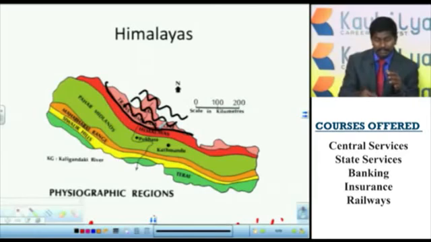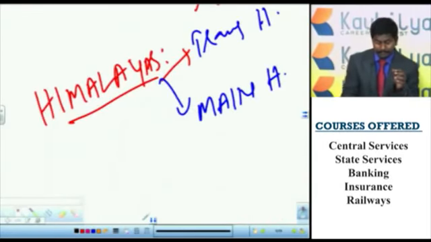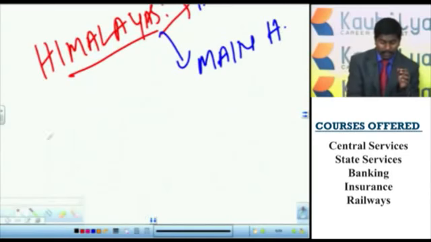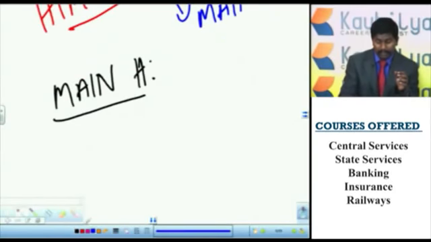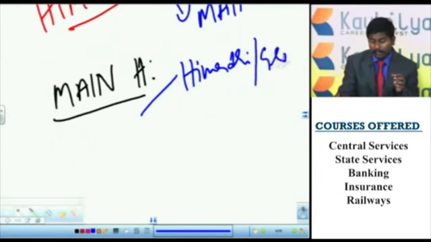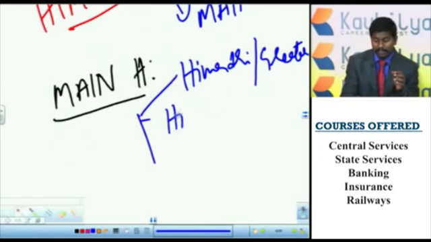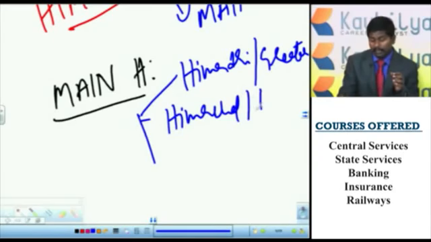Now below this Trans-Himalayan zone there are the Main Himalayas, and these Main Himalayas are again divided into three ranges. These are Himadri or Greater Himalayas. Second one, Himachal or Middle Himalayas. And the last one is Shivalik.